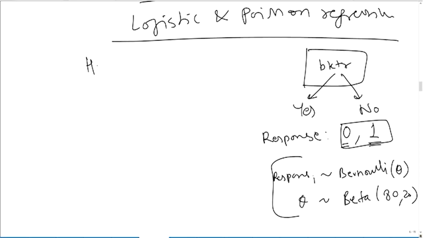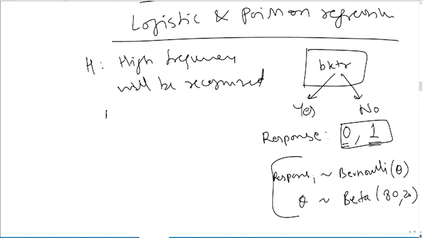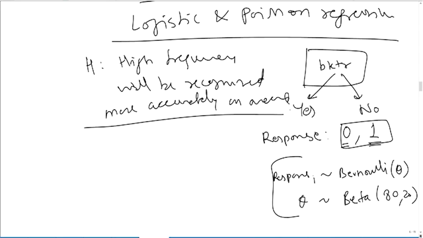So, the hypothesis is this, that high frequency words will be recognized more accurately on average. Okay, so that's our hypothesis. How do we encode this hypothesis and what does it mean? Let's say theta is the parameter that indicates the underlying probability of correctly recognizing a word. So, this is basically the accuracy of recognizing a word. What we are saying is that on average this accuracy increases as the frequency of the word increases.